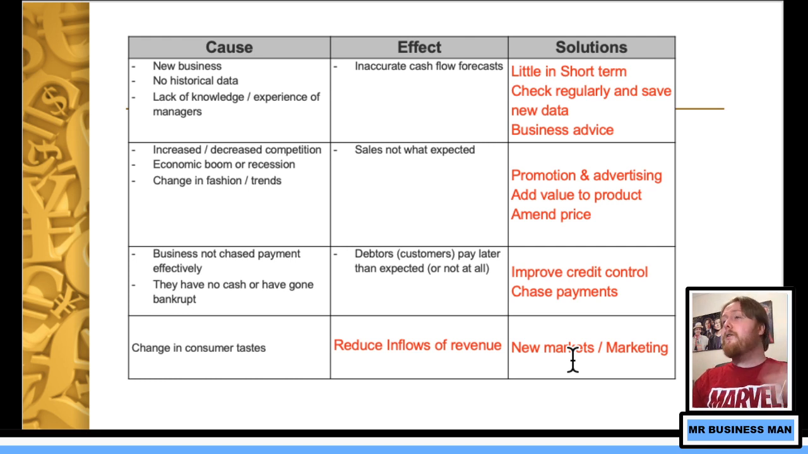So what's the cause? It's a new business. If it's a new business, it has an inaccurate cash flow forecast. If we have an inaccurate cash flow forecast, the likelihood is that we're going to make mistakes. If we make mistakes, then we're likely to spend money on things that we don't need to. If we do that, then it's likely to end up like this.